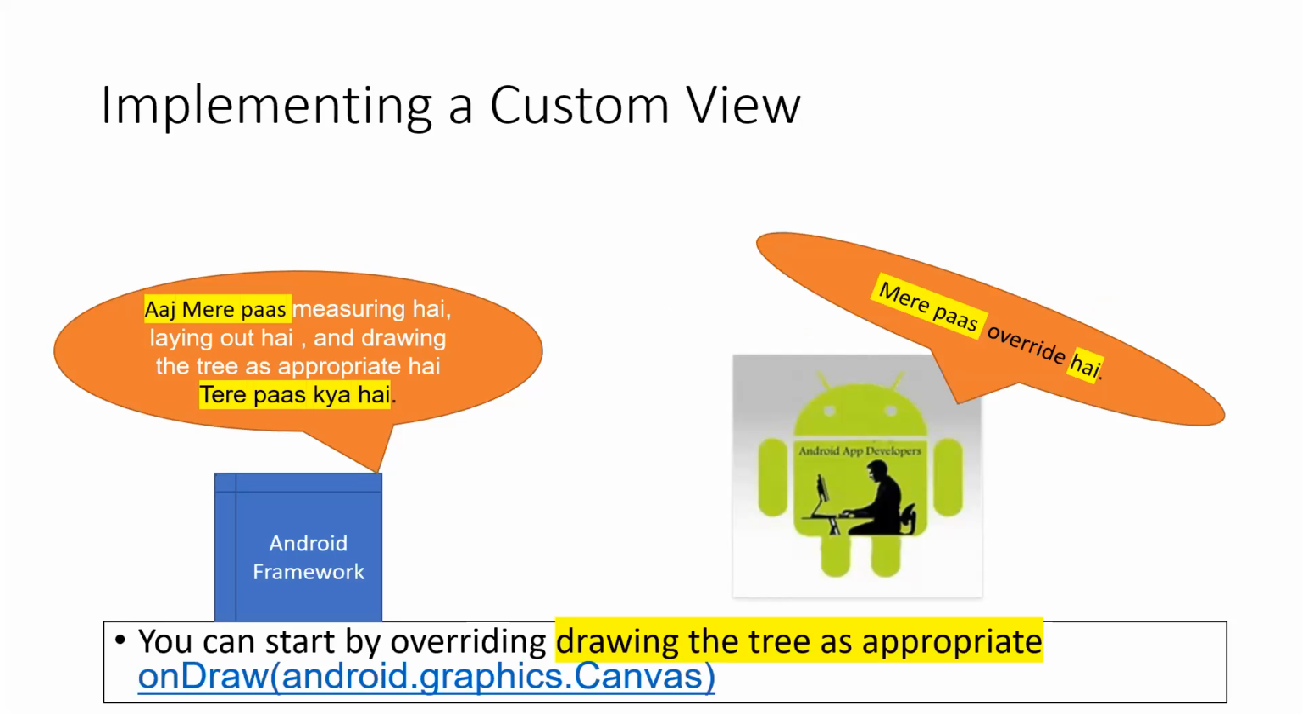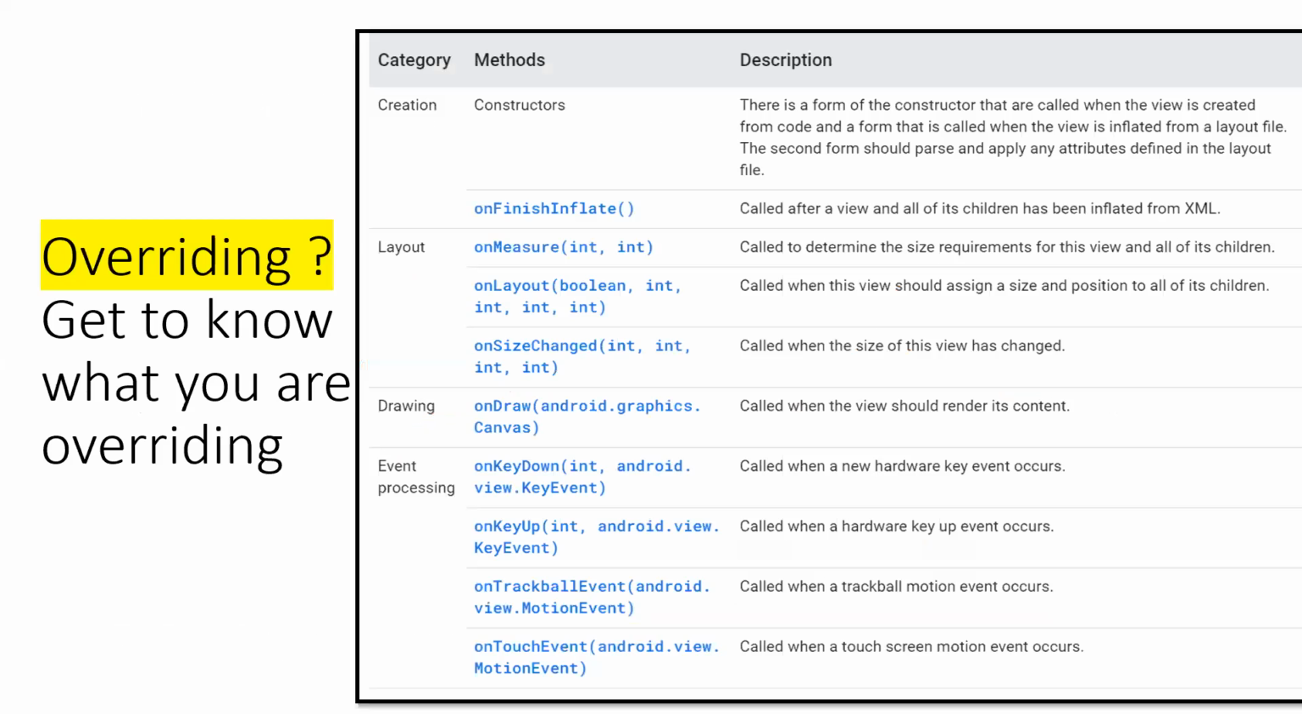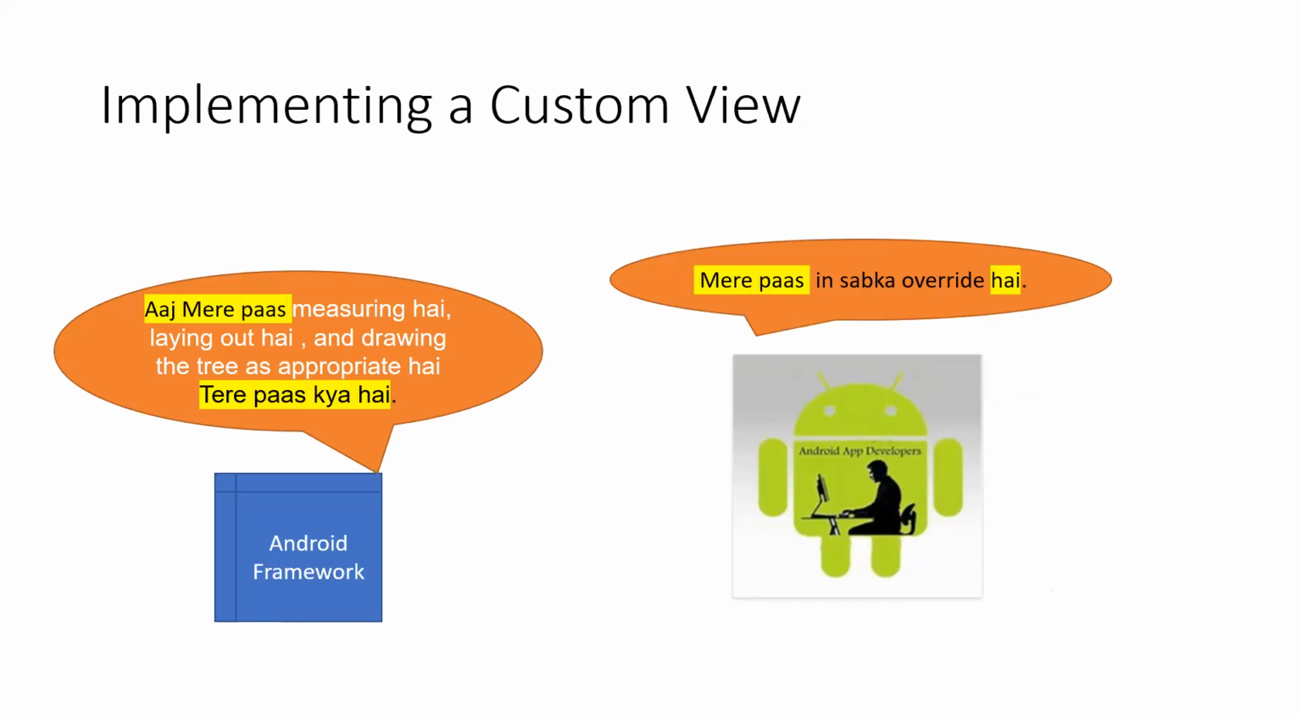So you can start by overriding drawing the tree as appropriate by overriding the onDraw method. Whenever you say onDraw, you need some canvas to draw on, so Android provides that canvas through android.graphics.Canvas. In case you think of overriding certain functions, you need to know what you are overriding. So these are some of the functions you can think of. Like here, it mentioned, "Today I have measuring, layout, drawing the tree as appropriate. What do you have?"